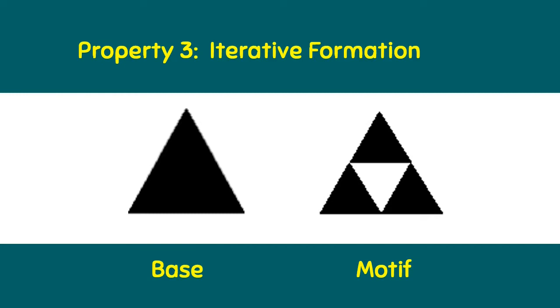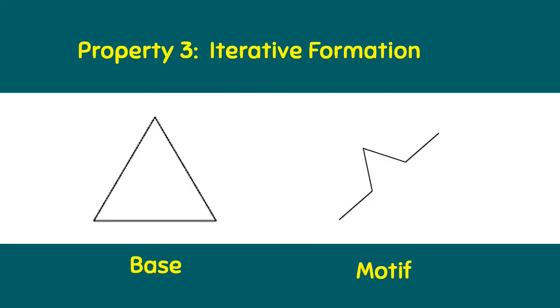Next property of fractals is that we have already seen this before, that they have iterative formation. Meaning to say, we can get the fractal simply if we know the base and our motif. So for example, in our Sierpinski triangle, this is our base, and then if we already know that this is the motif, meaning to say that you already know that the pattern is this one. Every time you get a black triangle, you repeat this process. You always have a base and a motif.